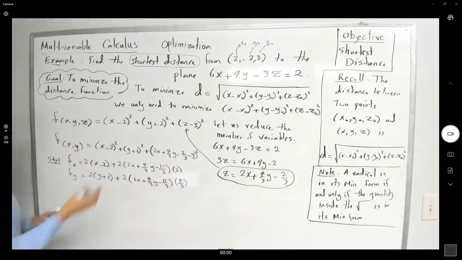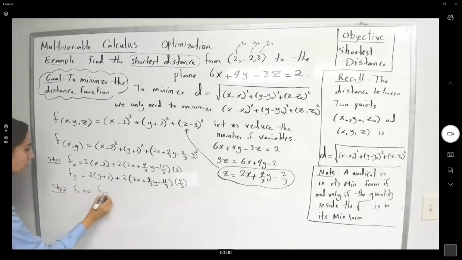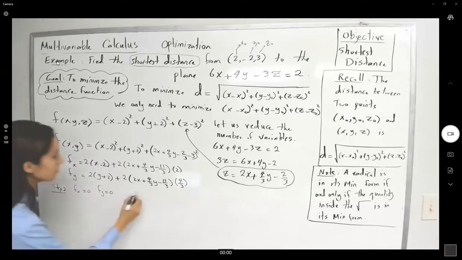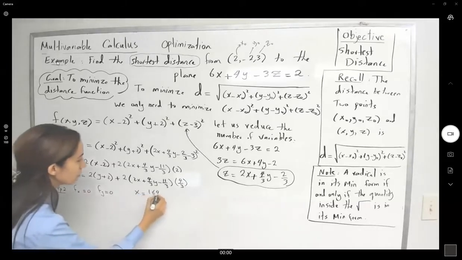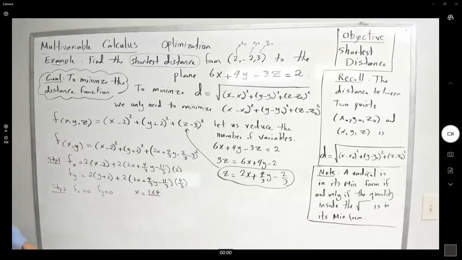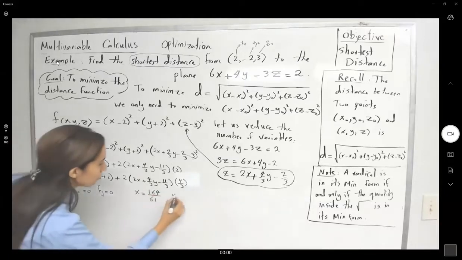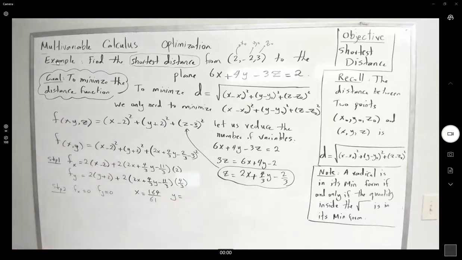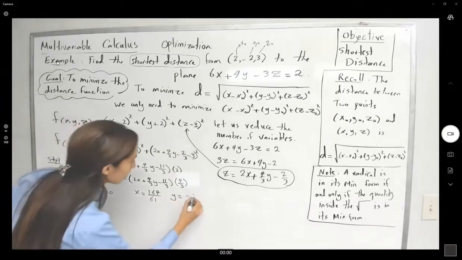In step 2, we're going to set these two equal to 0. Step 2, f sub x is equal to 0, and f sub y is equal to 0. After solving this, you're going to get x equal to 164 divided by 61, and your y is equal to, let's say, negative 94 over 61.